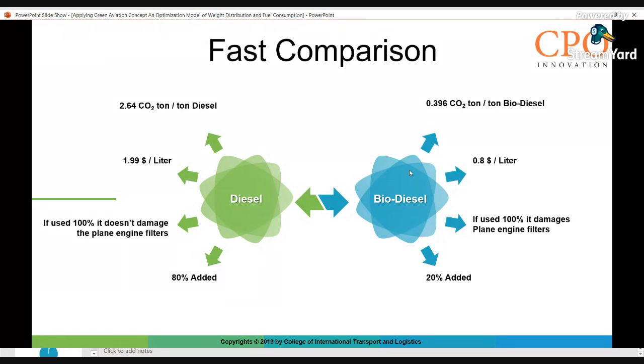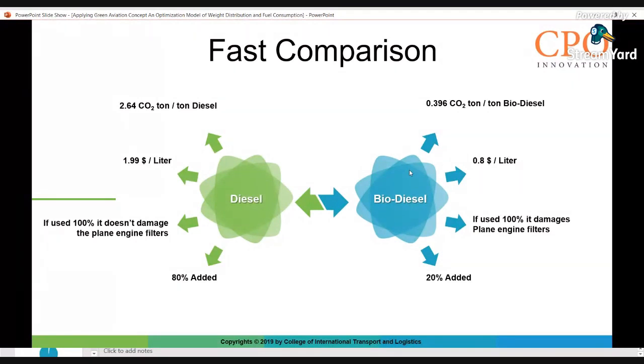So why is it better to use biofuel? Is it really worth it? Each ton of conventional diesel emits around 2.64 tons of CO2 each hour. But for the biodiesel, you can see that only 0.3 tons of CO2 are emitted each hour. So there is a huge difference between these two ratios regarding CO2 emissions. As for the cost, which most likely we all give the highest weight in considering our investments, the diesel liter costs around $2. The biodiesel liter costs around $0.8, so it's around 50% cheaper.